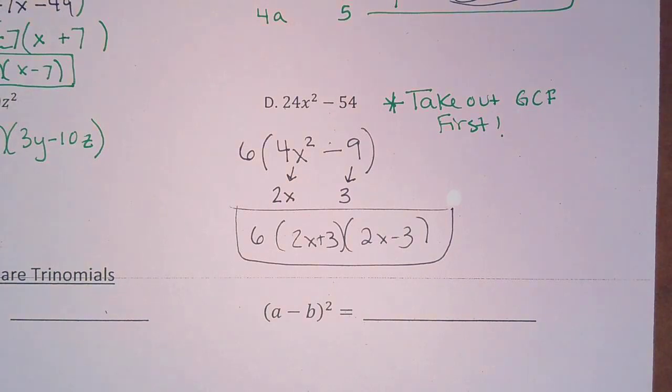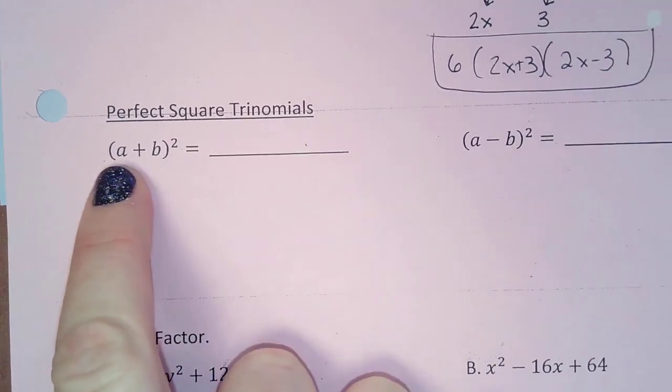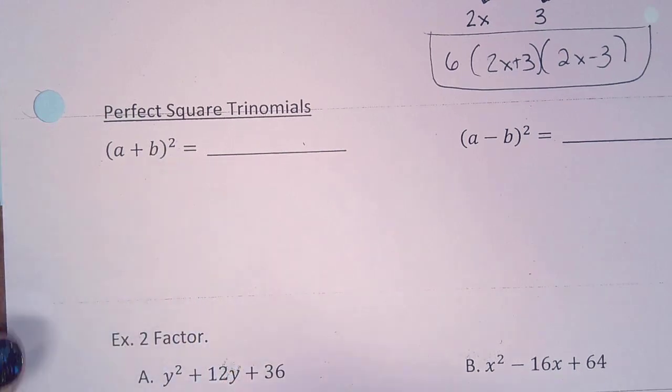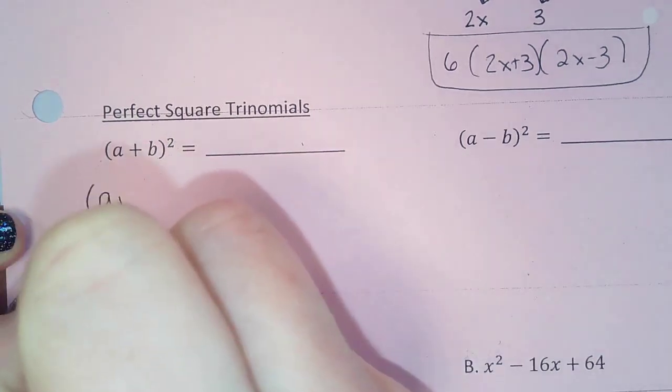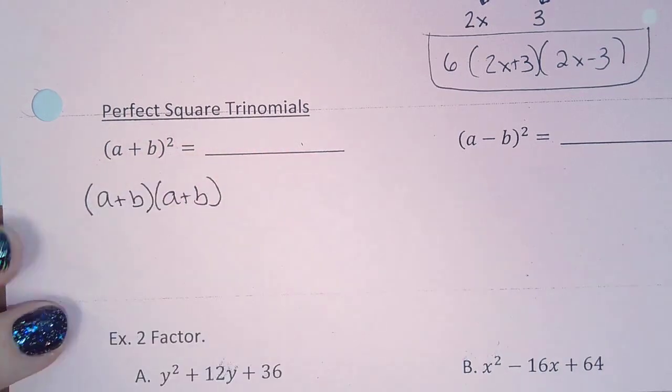These next ones are perfect square trinomials. So what does this look like? My final answer would end up looking like a plus b quantity squared. So let's go ahead and just show you what that looks like. So a plus b times a plus b. It's saying write that twice.